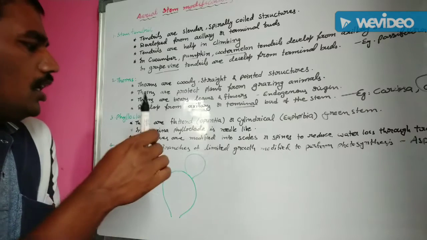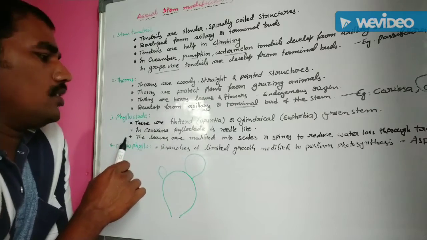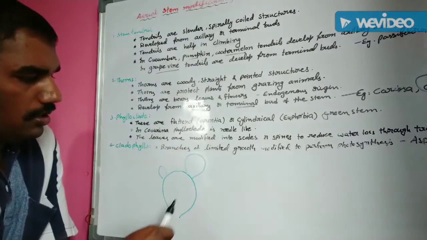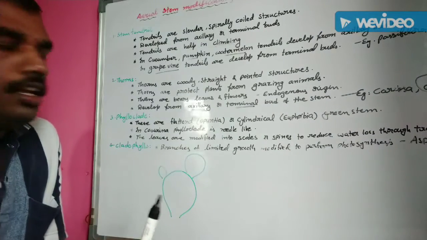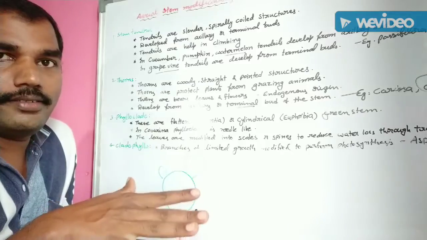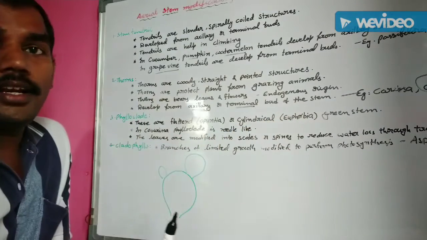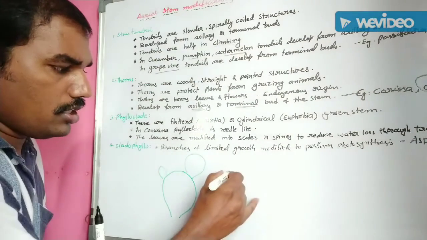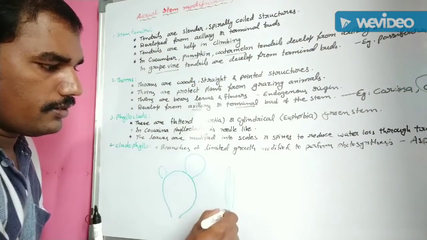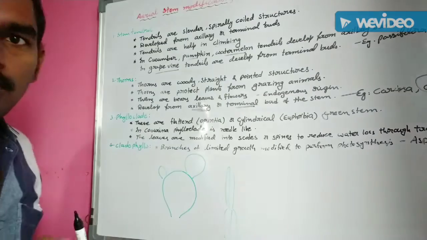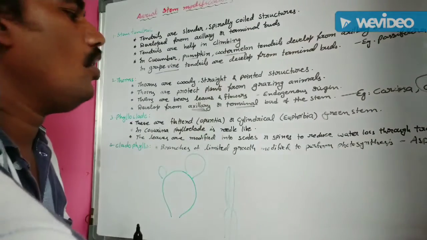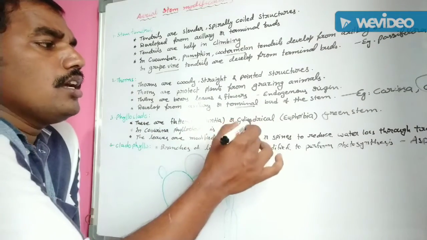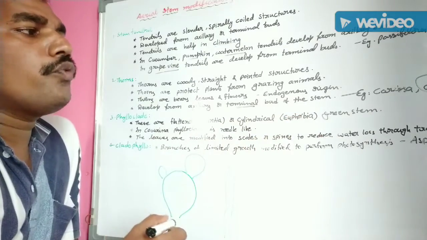Another aerial stem modification is phylloclade. In this, phylloclades are very flattened, like in Opuntia, or cylindrical, like Euphorbia. Understand? Flattened or cylindrical. These are flattened in Opuntia, and cylindrical in shape in the Euphorbia poinsettia.